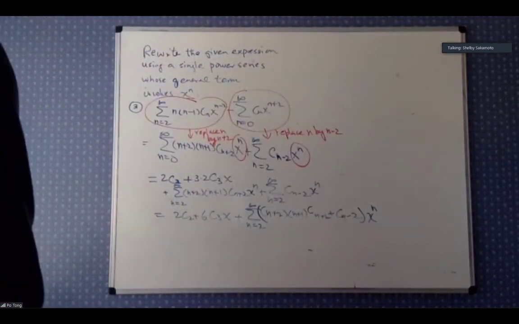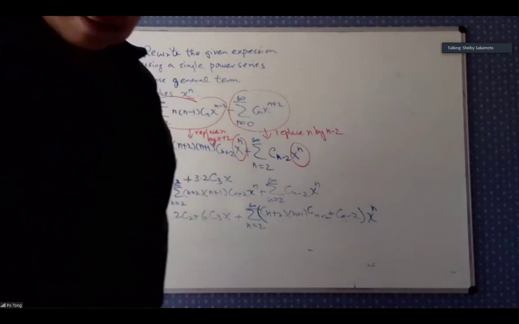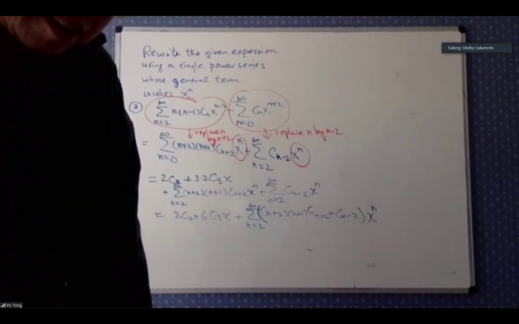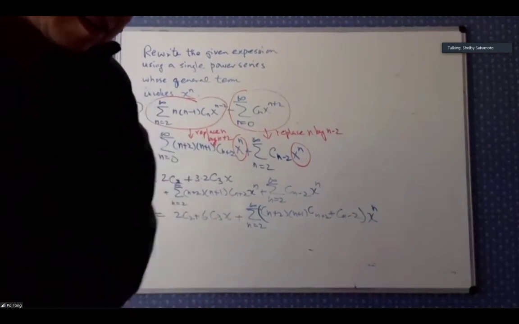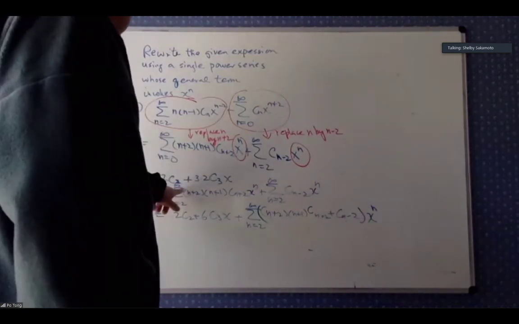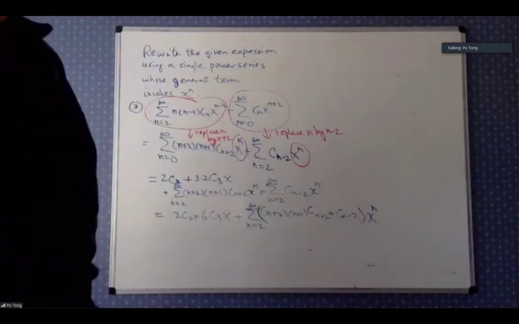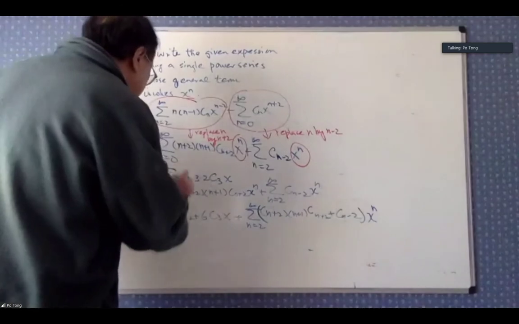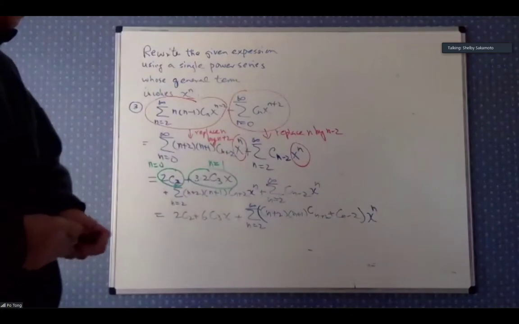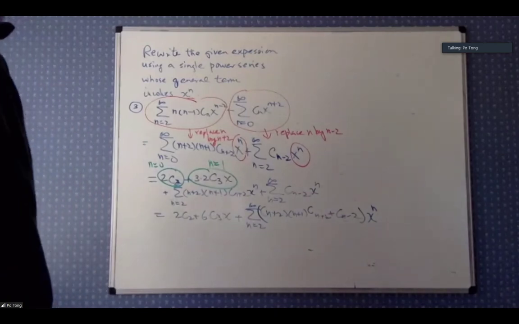Professor, yes. I understand when you replace n by n plus 2, and you replace n by n minus 2. But after that line, how did you get 2c2 plus 3 times 2 c3 x by plugging in n equals 0? Yeah, and n equals 1. This is n equal to 0, this term is equal to 0. This term is n equal to 1, and then the next one is n equals 2. That's why this one has an x in it. Oh, okay, I see what you did there.